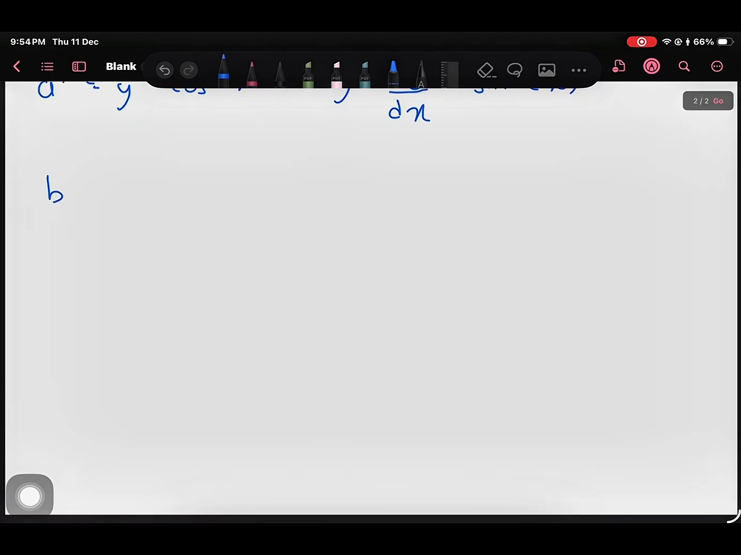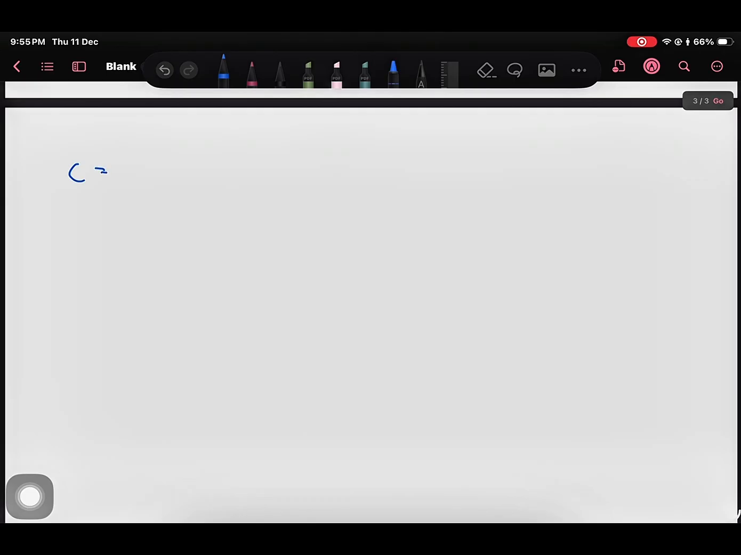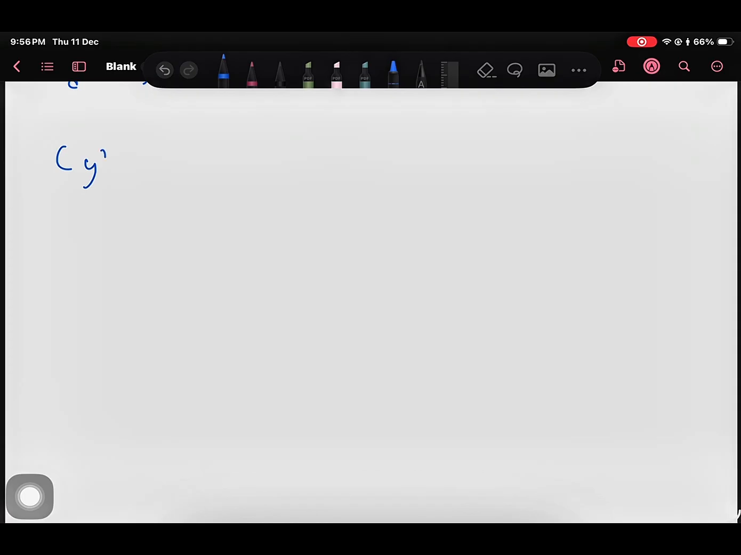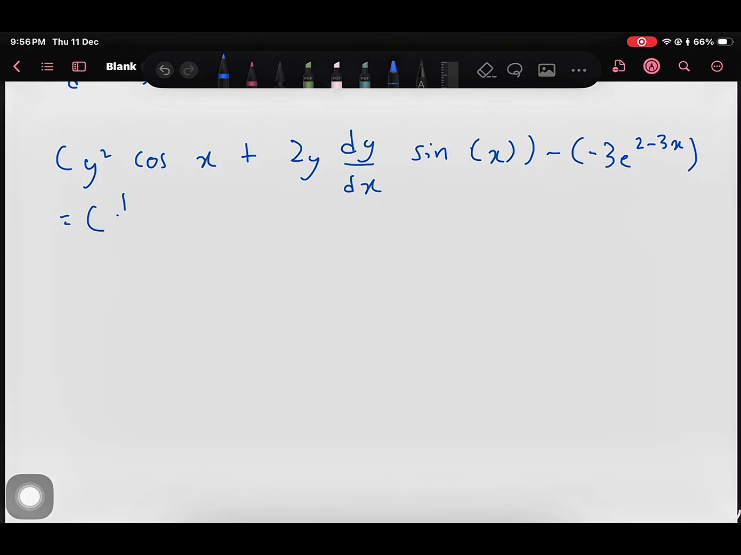For b equal to e power of 2 minus 3x, and b prime will be negative 3e power of 2 minus 3x. And for c equal to ln y over x, and it will be ln y minus ln x. And c prime will be 1 over y dy dx minus 1 over x. And for d equal to 3x, and d prime will be 3. Next, we will put the equation y power of 2 cos x plus 2y dy dx sin x minus negative 3e power 2 minus 3x and equal to 1 over y dy dx minus 1 over x minus 3.